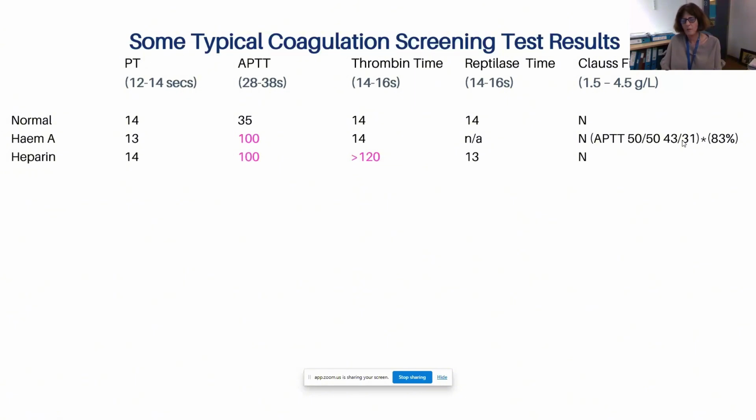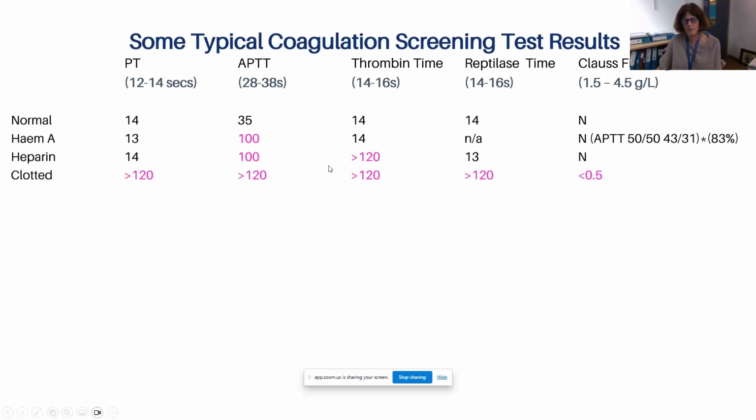When you've got heparin on board, as I was saying before, we can have the same APTT as a haemophilia A patient, but when we do the thrombin time, that's very prolonged. And then when we do the reptilase, it's normal. That immediately tells me that this sample has unfractionated heparin in it, and it's not a clotting factor deficiency. And if I've got a clotted sample, I'm going to get strange results.